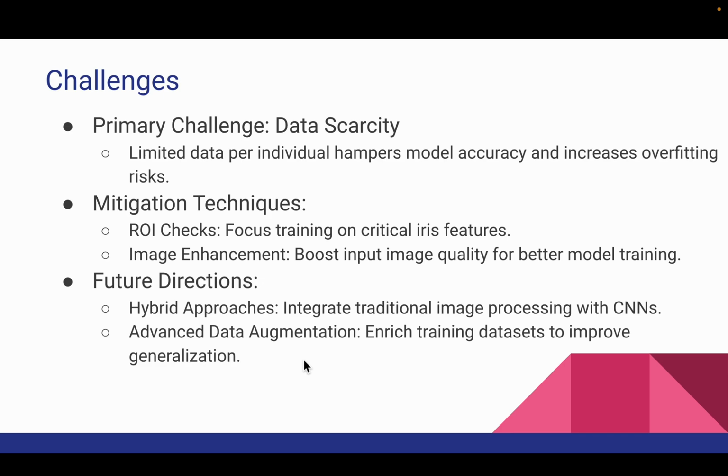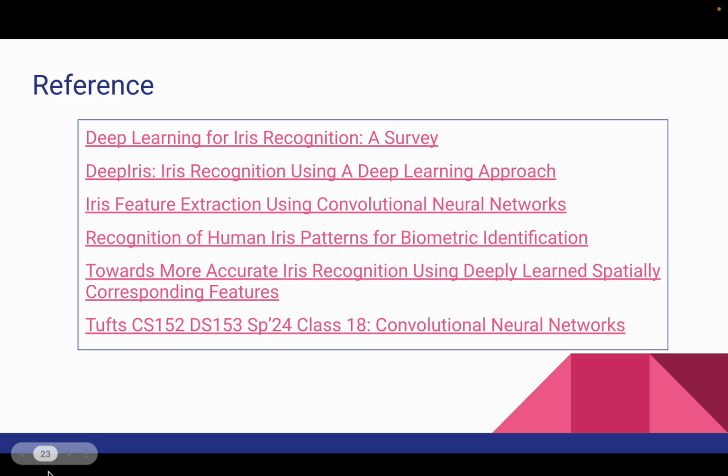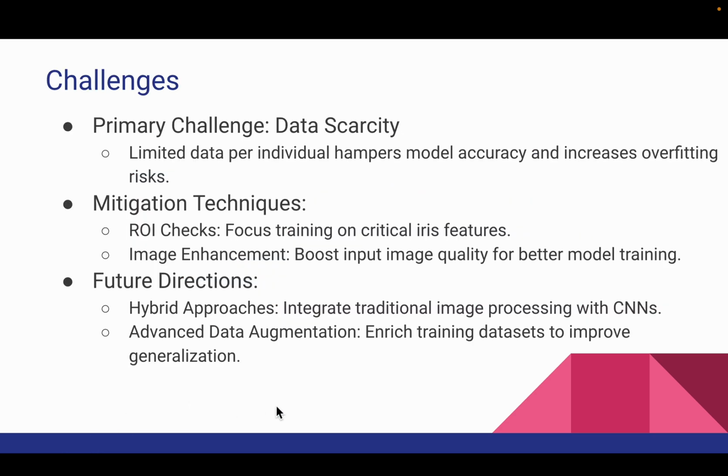And the idea is there are a lot of different CNN models that can be applied to train on the images, and we can design a different pipeline to train a better quality iris recognition system. And thank you.